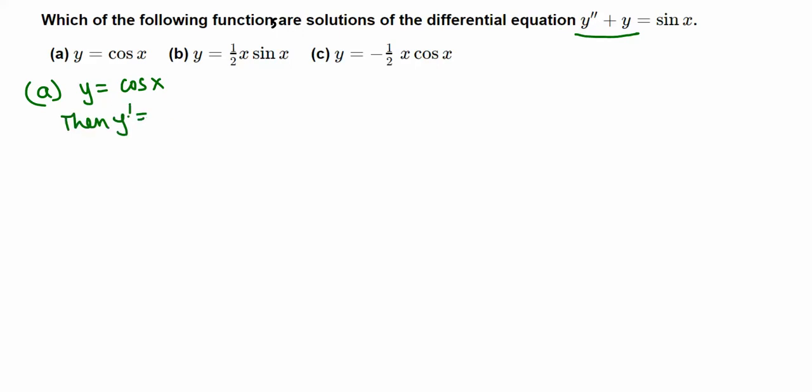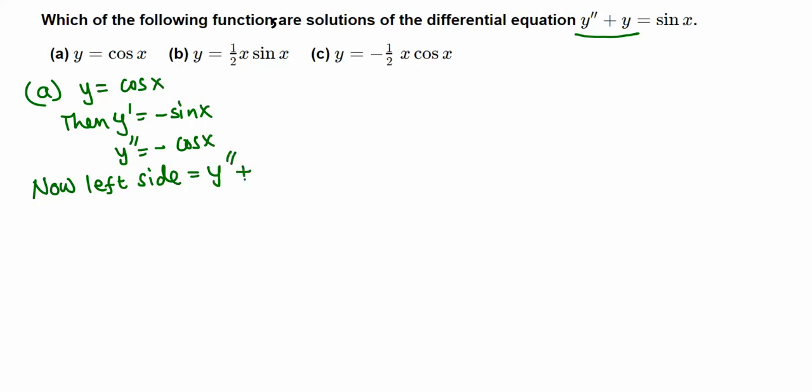We first find the first derivative. Derivative of cosine is negative sine, and let's find the second derivative. Negative is there. Derivative of sine is cosine x. Now the left side of the ODE, that means ordinary differential equation, y double prime plus y is equal to, y double prime is negative cosine x plus y is cosine x. Negative cosine x plus cosine x, they cancel, we get 0.